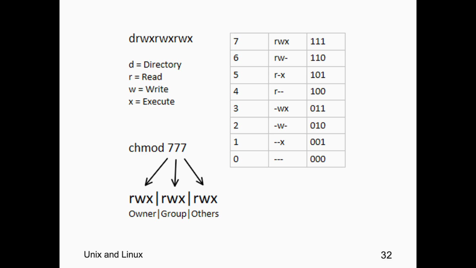Now, there is a numeric way to do this. So instead of letters, we can use numbers with each permission having a value. So, for example, to only read is a 4, to only write is a 2, and to only execute is a 1. And then we can add them up for each of the user, group, and others. So, for example, chmod 777 is going to allow all three, again, that's the user, group, and others, to have full read, write, and execute access.